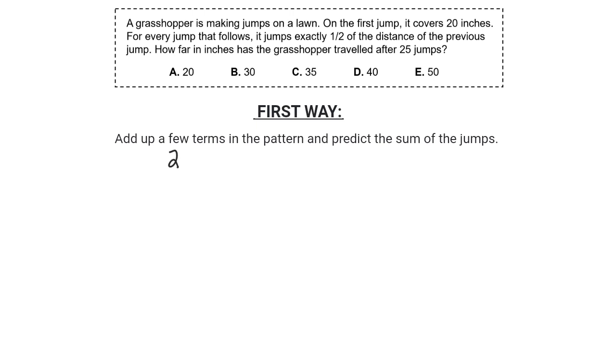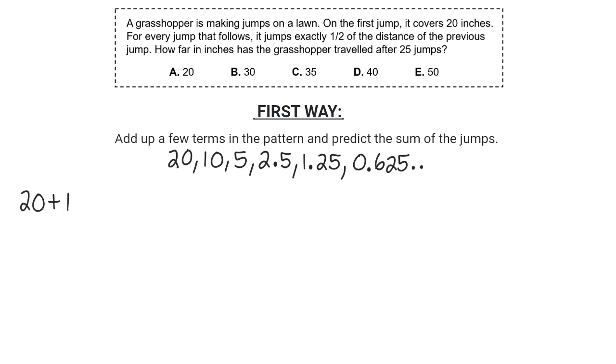So we've got 20, and then 10, and then 5. Taking half of 5 gives you 2.5. Taking half of 2.5 is 1.25. And half of 1.25 is 0.625. And it goes on. Now let's go ahead and get a couple of these sums. So first what I'm going to do is add up the first 4 terms. Adding up the first 4 terms, you're going to end up with 37.5.